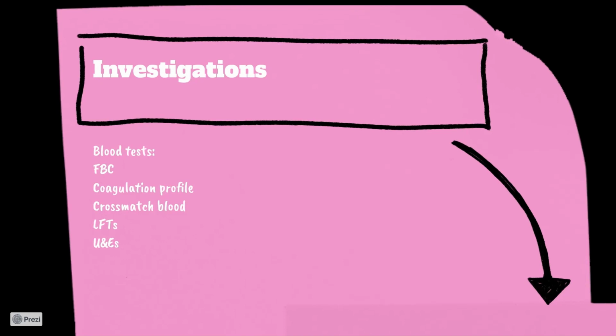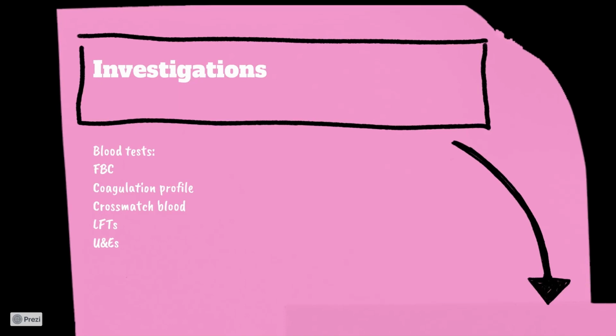It is also important to send blood for cross-match and group and save in case of clinical deterioration and the need for blood products. LFTs, or liver function tests, are a useful indicator for if liver disease is a cause of the bleed. An elevated urea is often noted in upper GI bleed due to blood, which is full of protein, being digested as it passes through the small bowel.